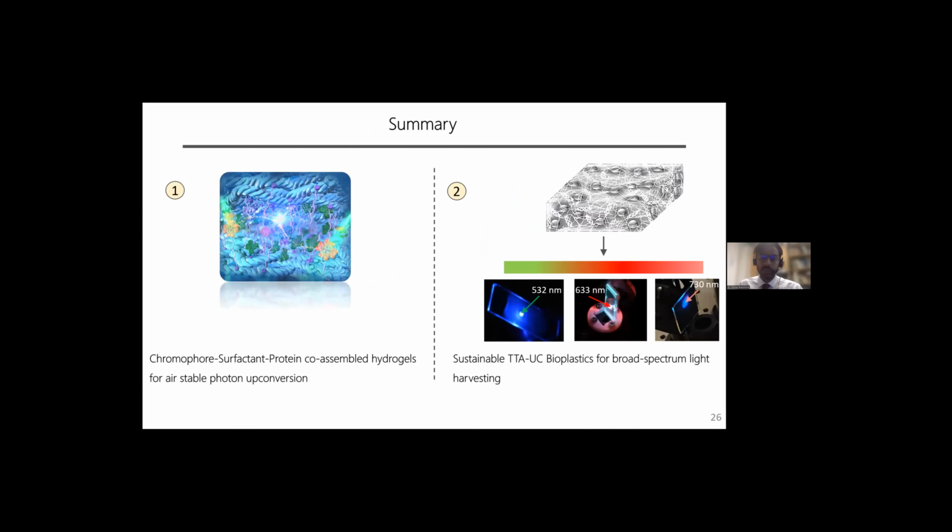So this is a summary of my talk. We developed this chromophore surfactant protein co-assembly approach, first to prepare the photon upconversion hydrogel, and then the photon upconversion bioplastics. These bioplastics are very sustainable because we can recycle them, and they show wide band photon harvesting ability.